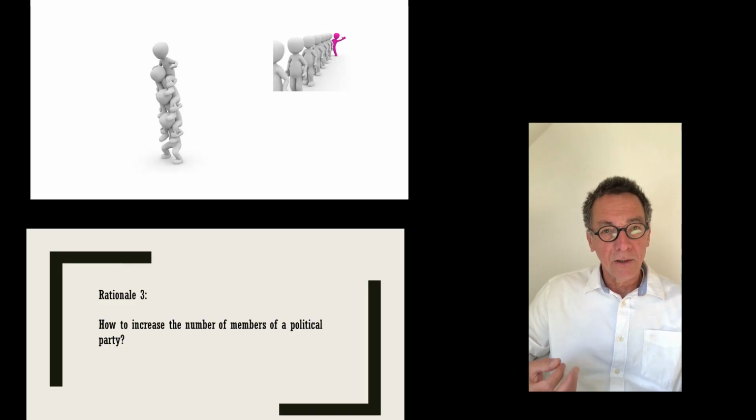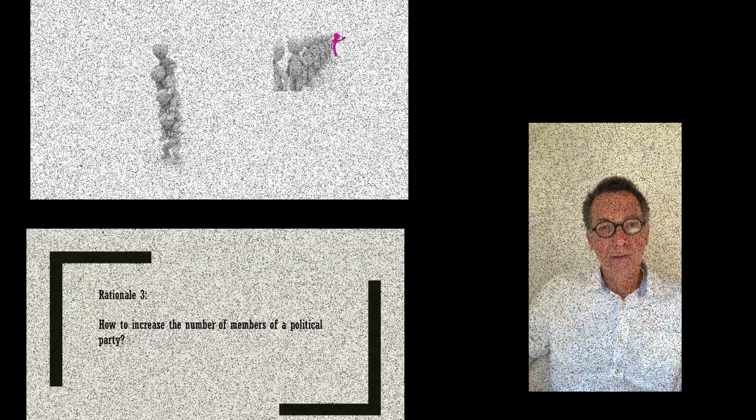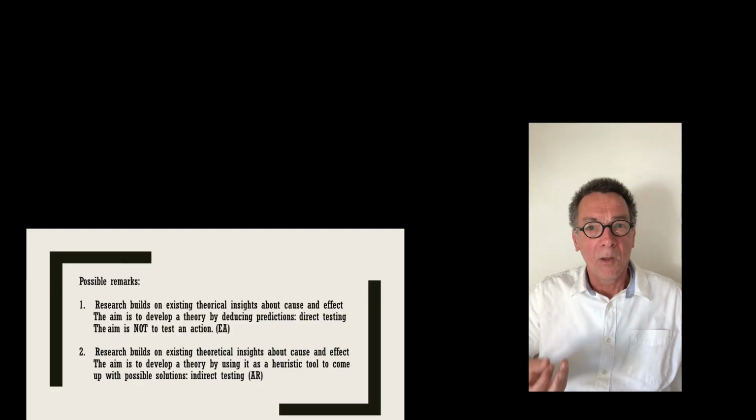Let's take a look at the third rationale. How to increase the number of members of a political party. This rationale has nothing to do with the why question. The research doesn't try to explain why something is happening. And that's the main goal of research, trying to explain why things are happening.